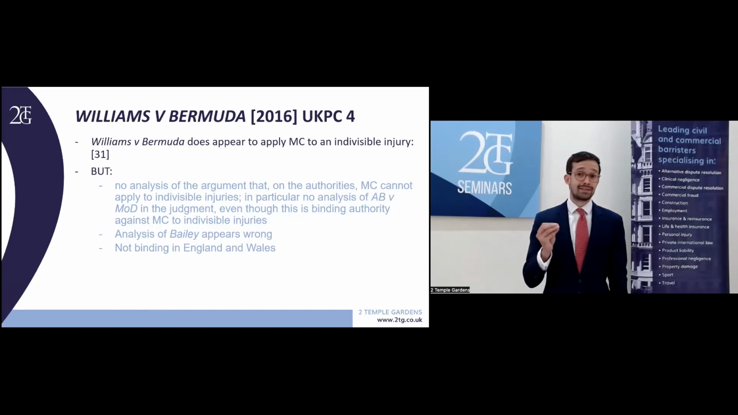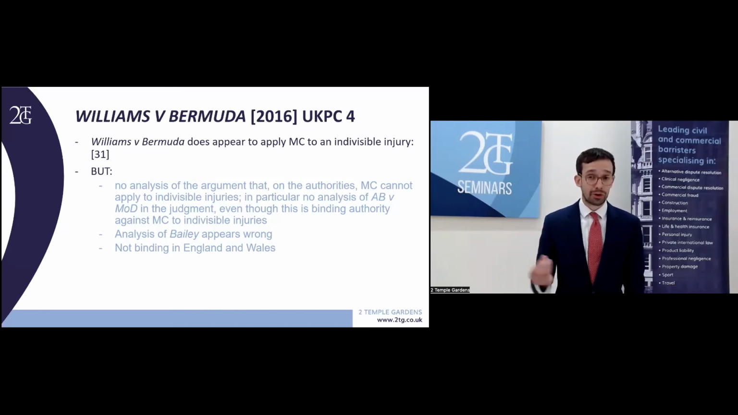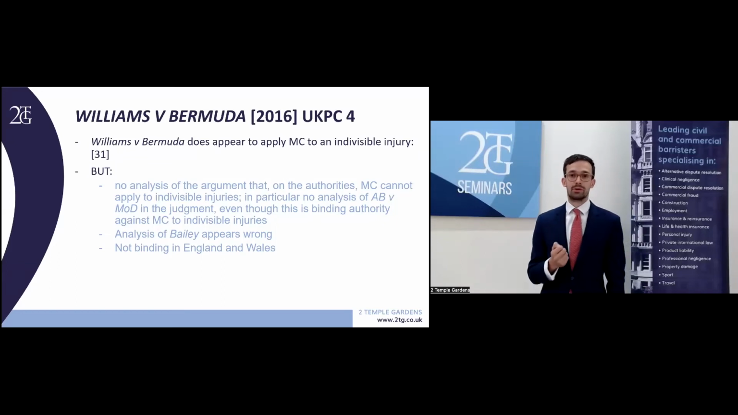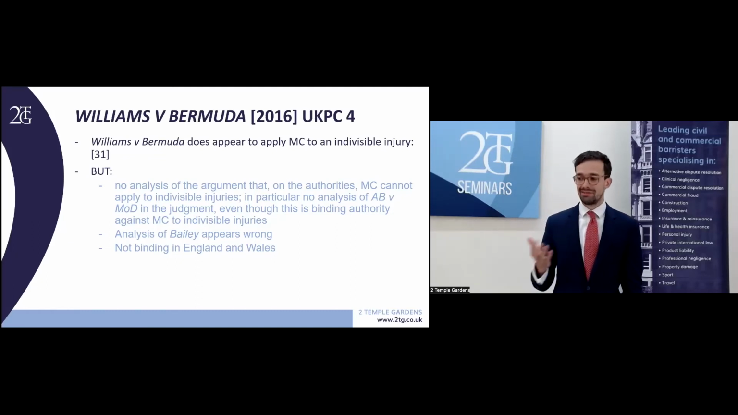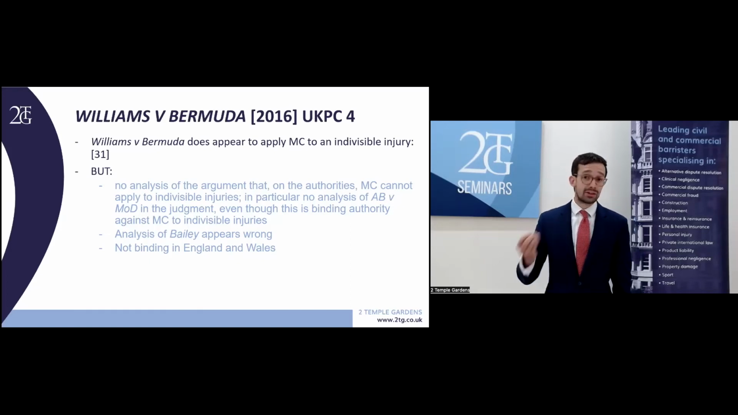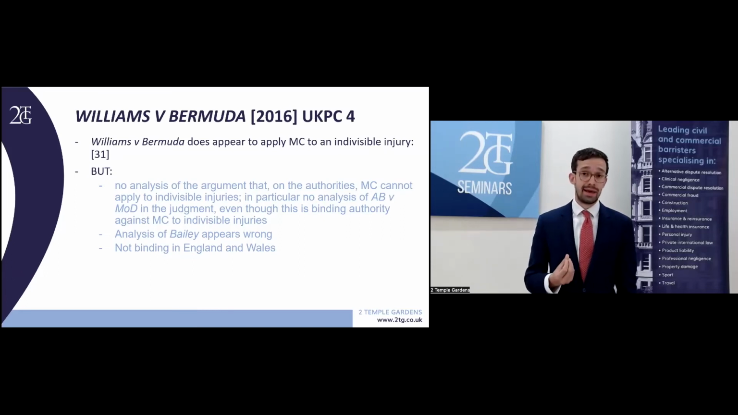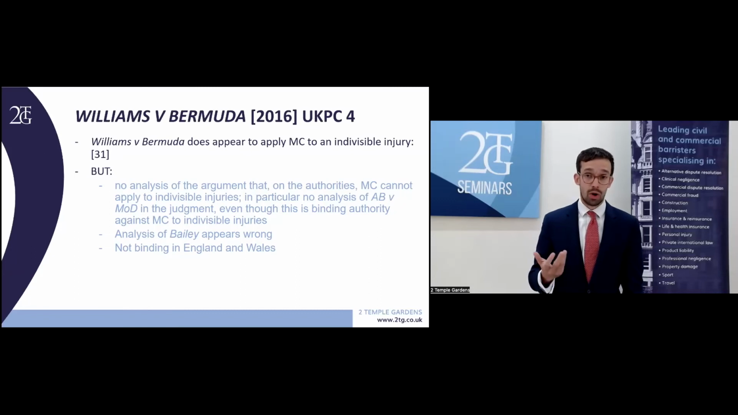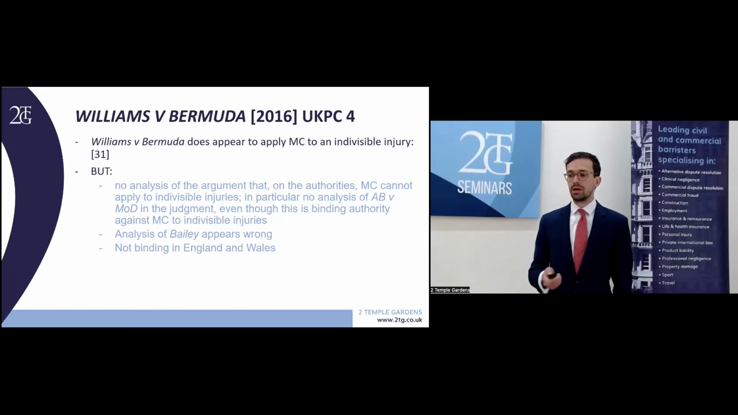The first is that the judgment doesn't deal with AB and MOD, the second case that I talked to you about, which is the most authoritative decision that says that you can't apply material contribution in this case. AB and MOD was relied upon by the appellant defendant in this case, and that authority is simply not dealt with in the judgment. And also, it appears to me that the way that the Privy Council analysed the decision in Bailey, saying that it was a but-for decision, is wrong. It clearly wasn't a but-for decision because the judge couldn't make a finding on a but-for basis in that case. So it is a difficult case in this area.